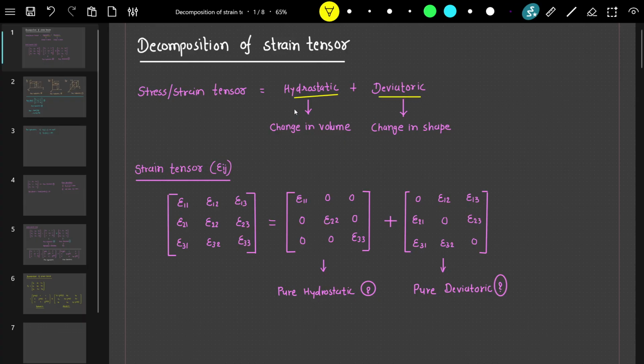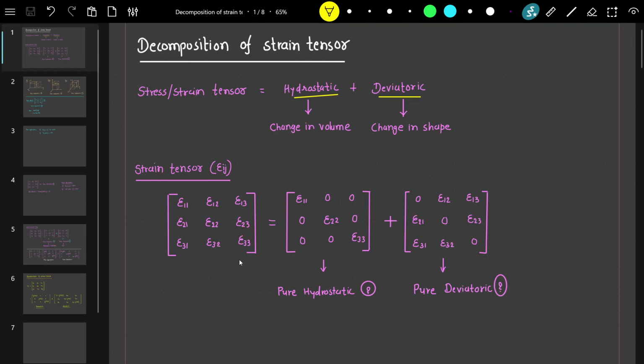The hydrostatic component of stress results in change in volume, whereas deviatoric component of stress results in change in shape. So basically there are two major deformation modes. One is change in shape, other is change in volume. So let's talk about first the decomposition of strain tensor epsilon ij.